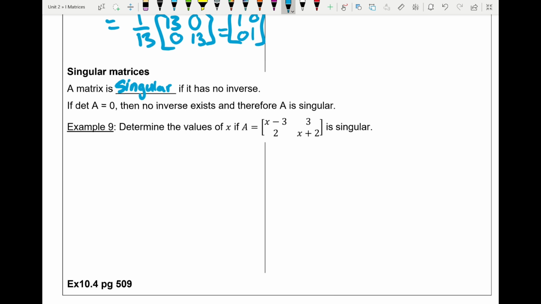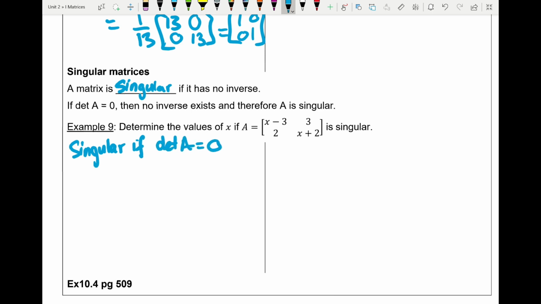And that property also applies to the inverse of our matrices. So if the determinant is equal to 0, then this 13, this denominator up in that previous example, is going to be 0, and that's not defined. It's not something that we have a definition for. So no inverse can exist. So if we're asked to find, for example 9, determine the values of x if the matrix is singular, well, we're looking where the determinant is 0. So singular if the determinant of A is equal to 0.